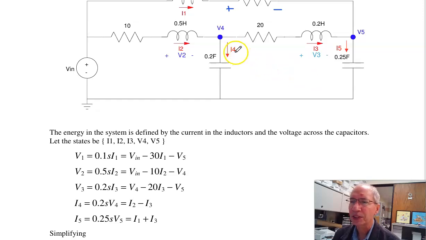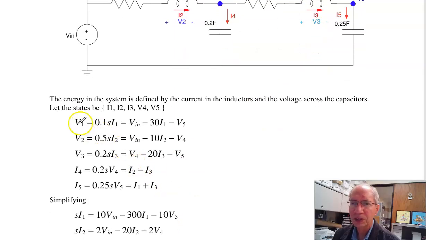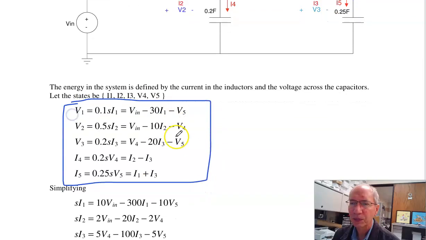Then the capacitors. I4 is current in minus current out. That's I2 minus I3. For this capacitor, I equals C dV/dt. I is 0.25 sV5. That's I1 plus I3. So these are the 5 differential equations that describe that circuit.